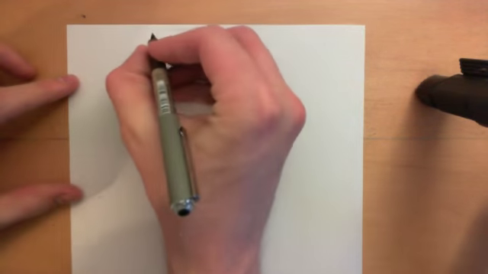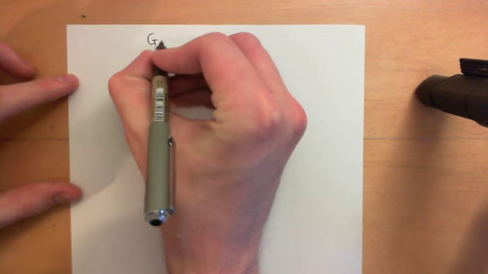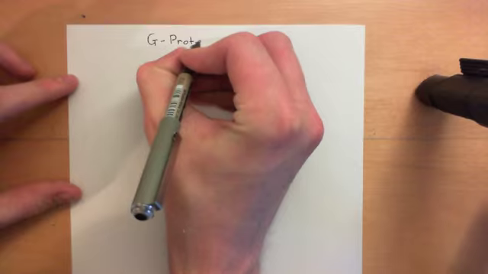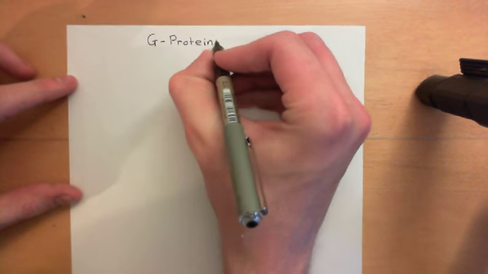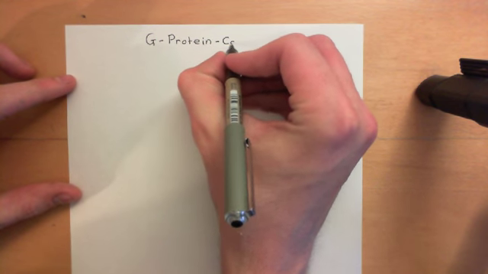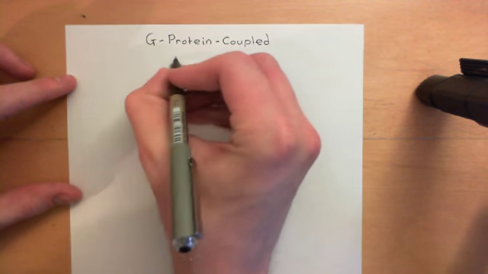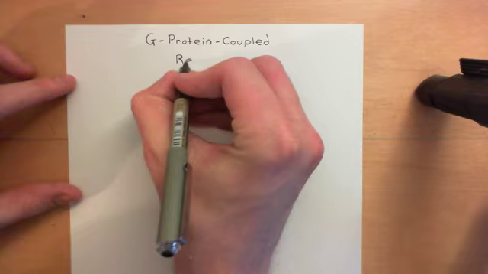Okay, so welcome to this video. In this video what we're going to discuss is G-protein coupled receptors. Let me outline the structure of this video for you. We're going to start off with a discussion of the basic structure that all G-protein coupled receptors share.